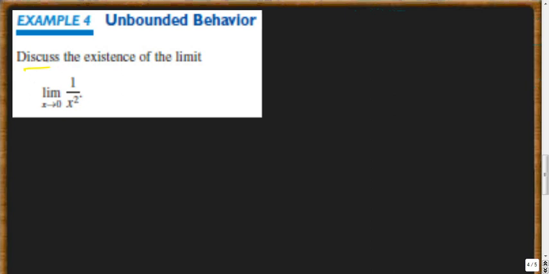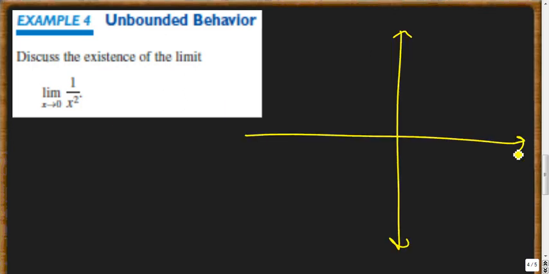Now, unbounded behavior: discuss the existence of this limit. This one I'm just going to graph and kind of explain how it looks. Draw our axes here, we've got y and x. We have looked at this kind of graph before. This is a rational function. Remember, rational functions have this bowed shape, but because this is squared, instead of this part being down here, it's going to be up here. So this is what a 1 over x squared graph looks like.